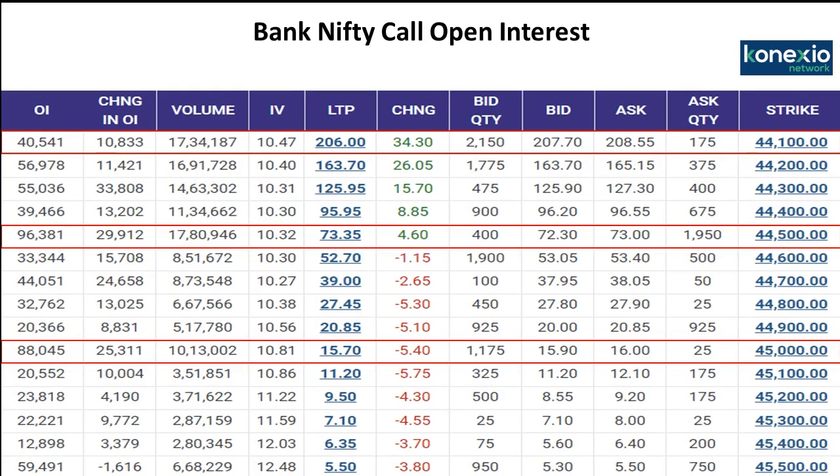You will see on the screen. In Bank Nifty calls, the action was seen in 44,100 calls, then 44,500 calls and 45,000 calls. Now here you can see there has been a rise in open interest and a rise in volumes. Implied volatility is between 10.47 and 10.81. You can see there has been a slightly positive change in option premium. That means some sort of buying could be observed from these levels.